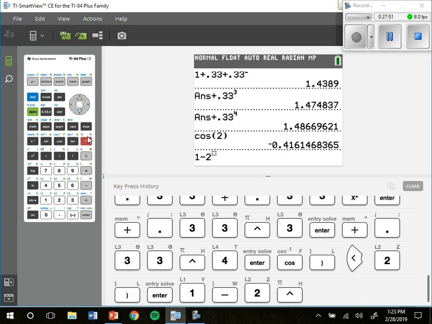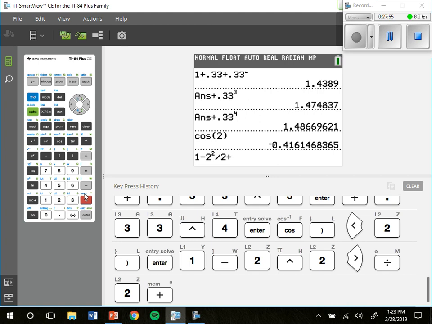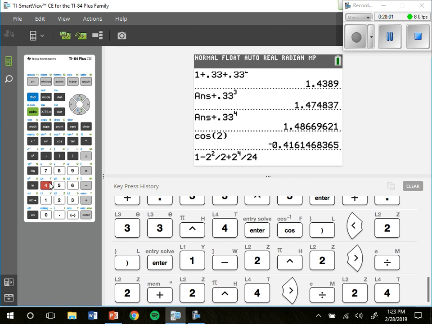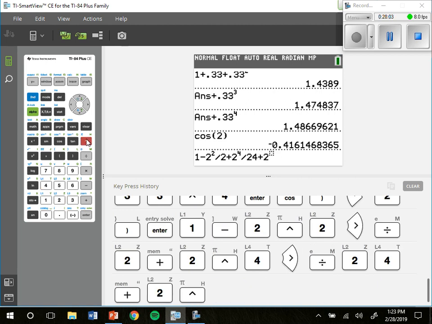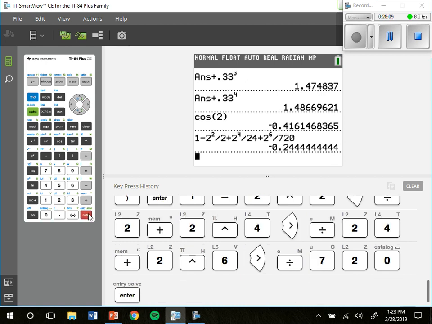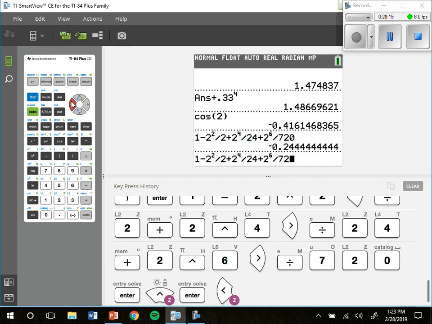Minus 2 squared over 2. Plus what? 2 to the 4th over 4 factorial. Plus 2 to the 6th over 6 factorial, which is 720. And I get that.